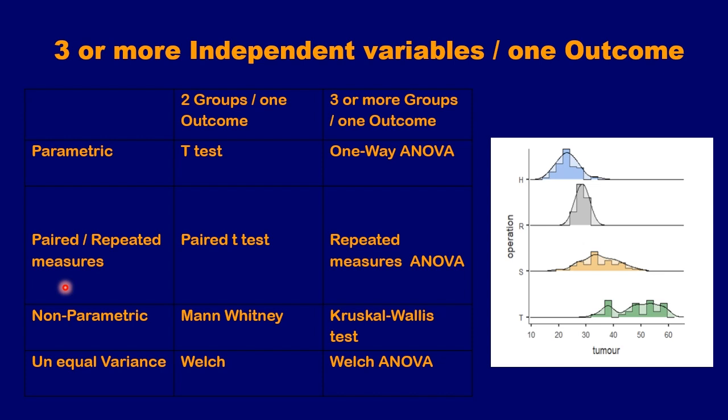If the data is non-parametric with 2 groups, we use the Mann-Whitney, but if it is 3 or more, we use the non-parametric version of the ANOVA, which is the Kruskal-Wallis test. If the variance between the groups is markedly different, like in here, when we're using the t-test for 2 groups, we use the Welch test, and here we also have a Welch ANOVA for data with different variances.